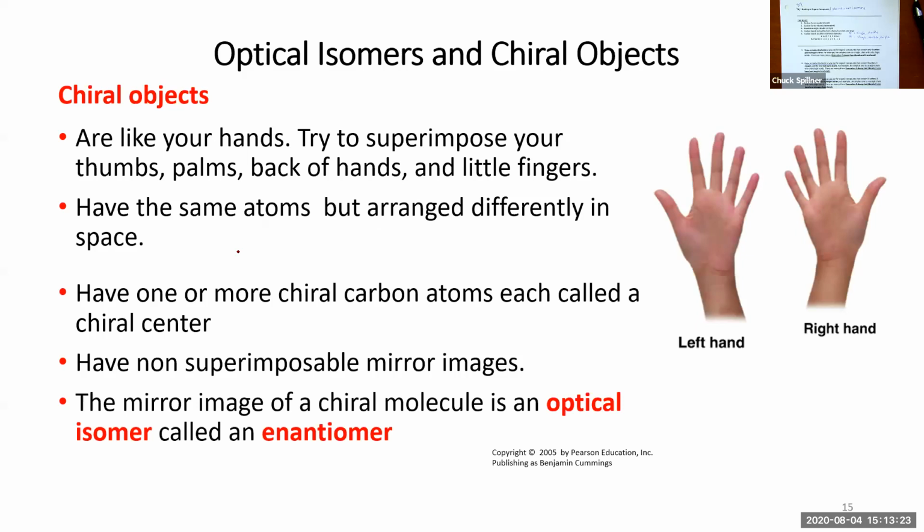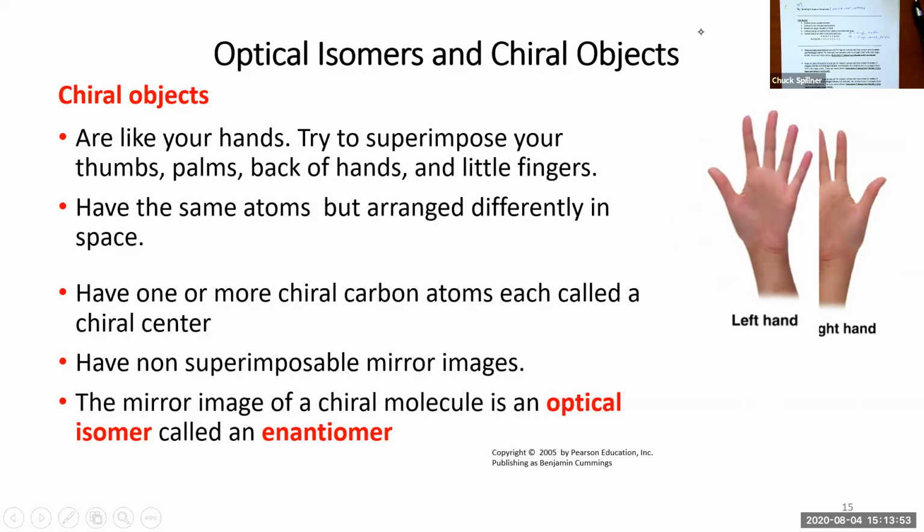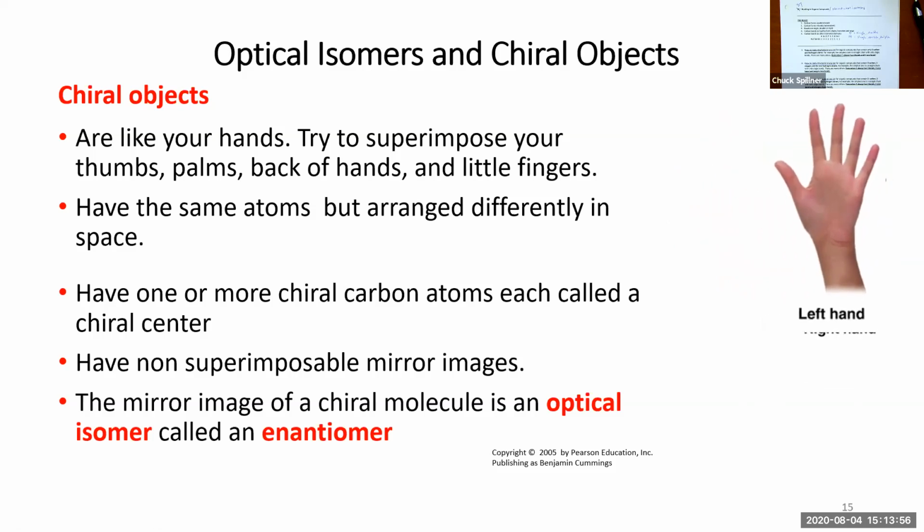So what are chiral objects? Chiral objects are like your hands. So if you try to superimpose your hands one on the other, you can't do that. And I think I have a little animation here. I'm not sure why it's not working. Okay, there we go. You can't put the left hand on the right hand. We all know that anyway.